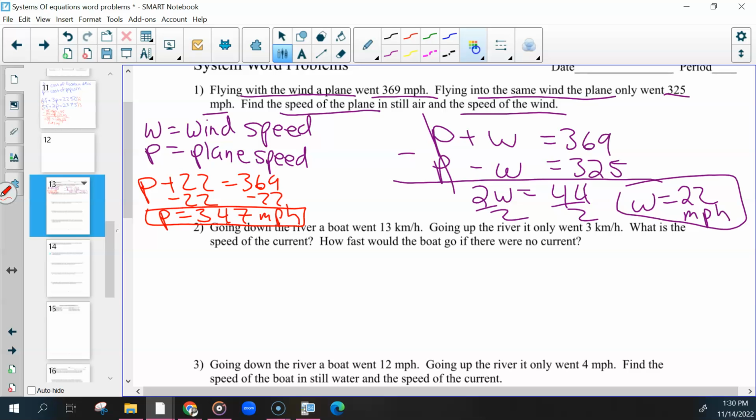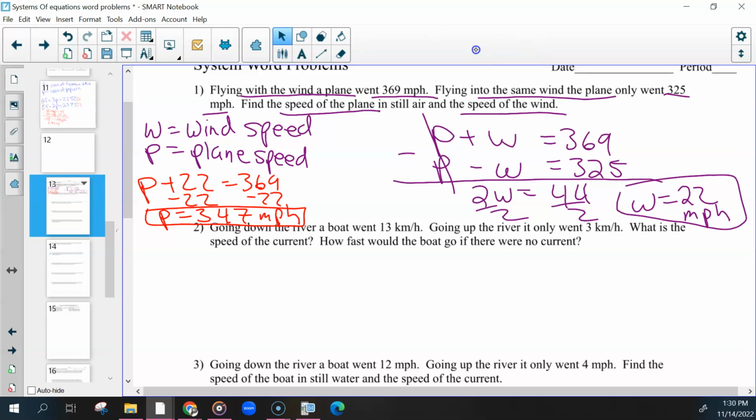With all of these problems, you should be able to quickly go back and double check yourself. 347 plus 22 gives us 369. 347 minus 22 equals 325. They both work. So do that to make sure you have the right numbers, but also think about the answers.